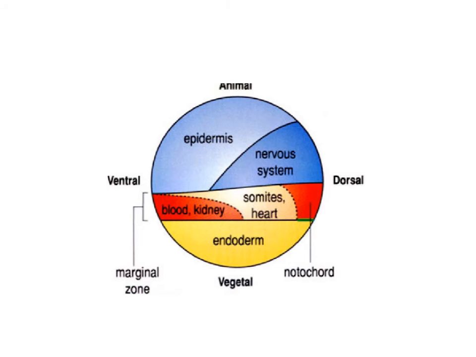So this is the dorsal part or the animal pole region, and in the vegetal pole region you have the cells which form the endoderm. This portion forms the notochord, and in this region you have the somites and heart forming from this mesocaudal region, and from this region you have the blood, kidney and all from the ventral marginal zone.